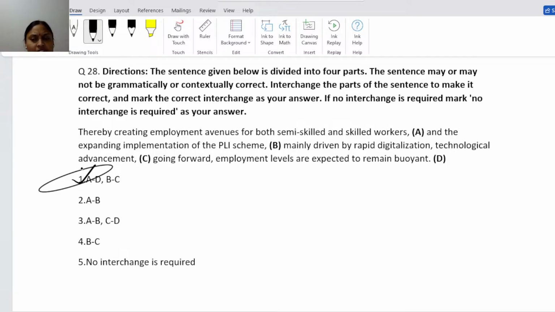So here if we rearrange, D is nothing but employment levels are expected to remain buoyant going forward. The expanding implementation of policy schemes mainly driven by rapid digitalization, technological advancement, and then thereby creating employment avenues for both semi-skilled and skilled workers. In this way, we have to rearrange them.